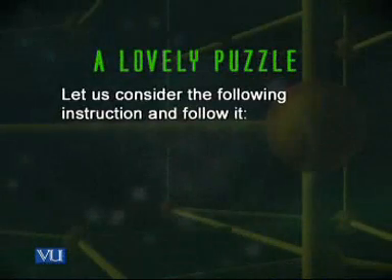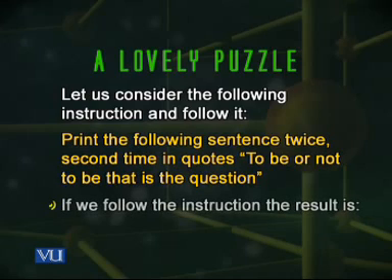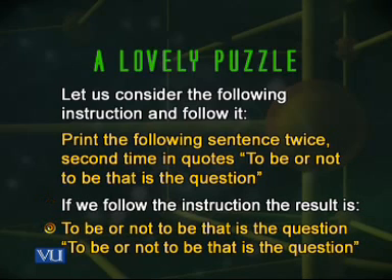Let's first solve this puzzle not in a programming language but in English. Let's look at the following instruction. "Print the following sentence twice, second time in quotes." And what's written in quotes is "to be or not to be, that is the question." So if you were to follow this instruction, what would you write? You would write, to be or not to be, that is the question, followed by, in quotes, "to be or not to be, that is the question."